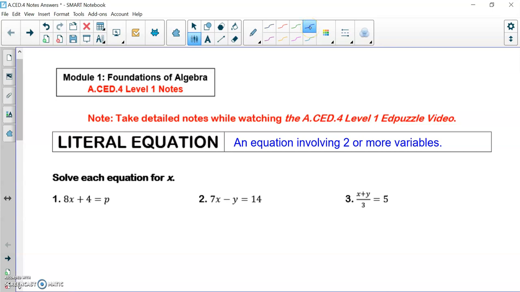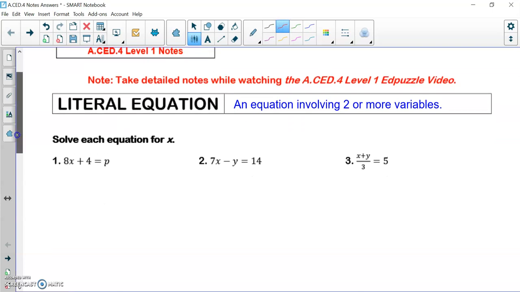We're going to be solving literal equations within this standard. A literal equation is an equation involving two or more variables. For a level 1, we're only going to be dealing with two variables. Just because we have more than one variable in an equation doesn't mean that the process changes. We still are going to solve the equation how we normally would solve an equation.